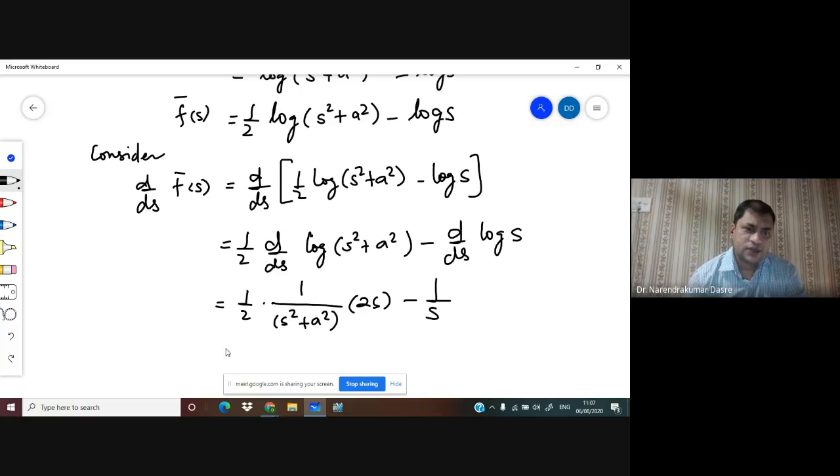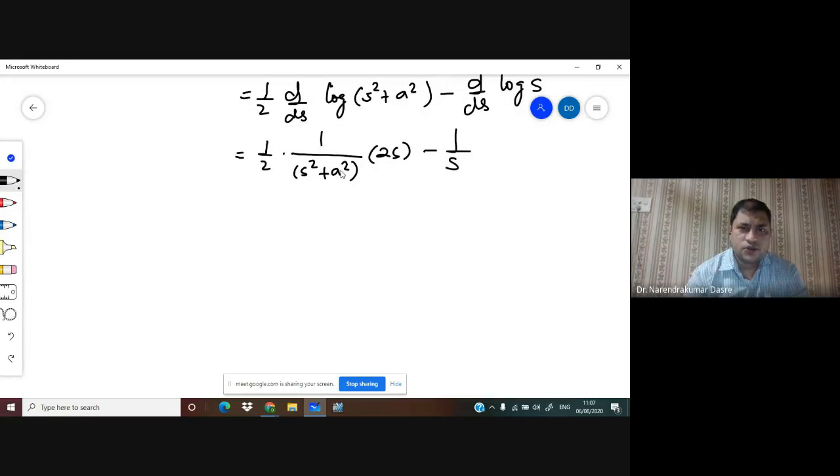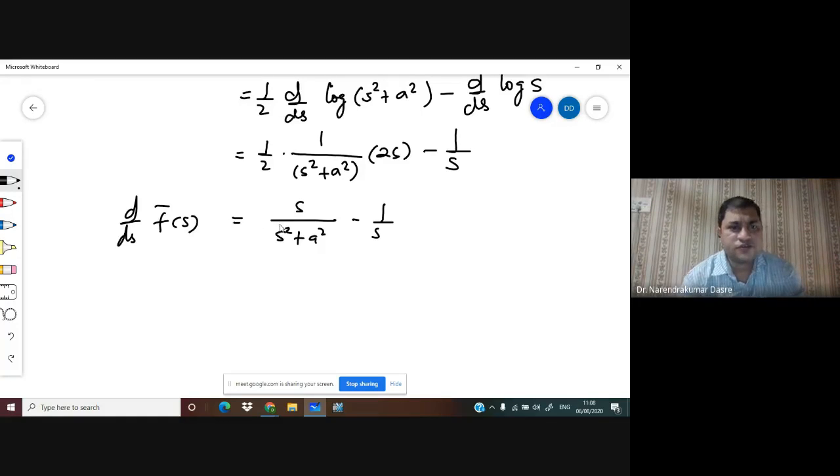This 2 and this 2 will get cancelled. So once you cancel this 2 and this 2 in the denominator, what you'll get is s upon s square plus a square minus 1 by s, and this is d by ds of f bar of s. So here we have completed the first step.